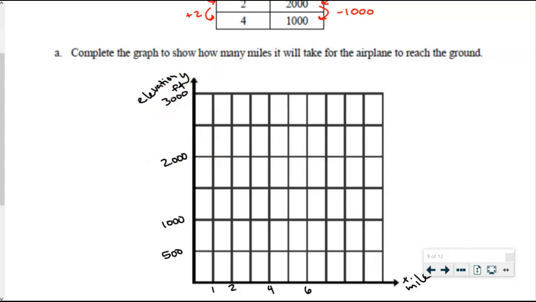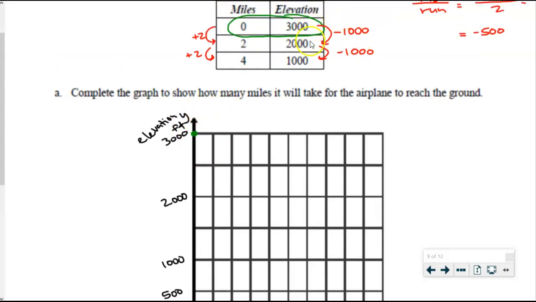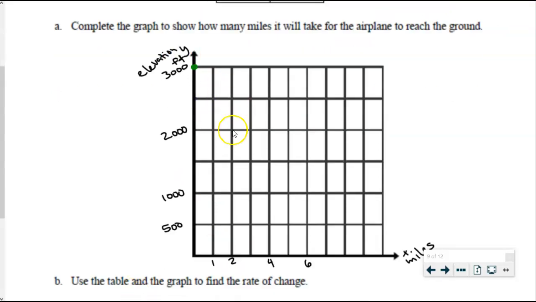And now I'm ready to plot those points: over 0 and up 3,000, just finding that information here in the table. Over 2 and up 2,000. Over 4 and up 1,000. And I'm starting to recognize that this is making this nice pattern, beautiful linear relationship.